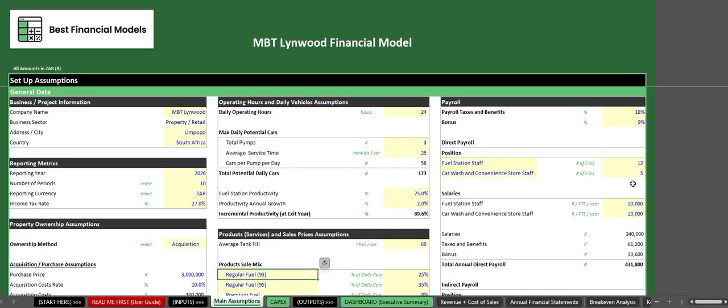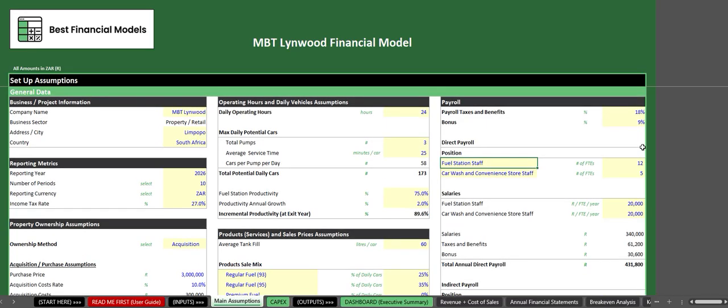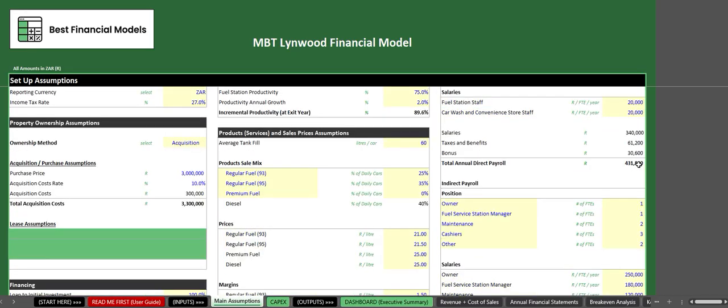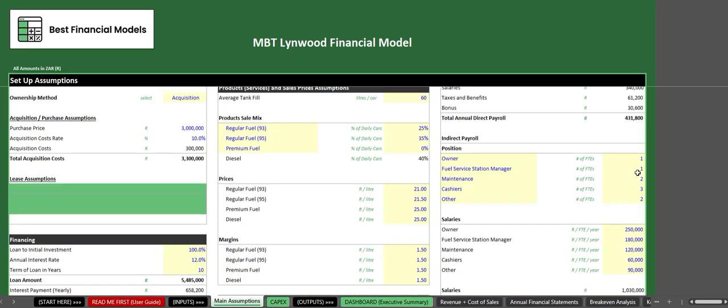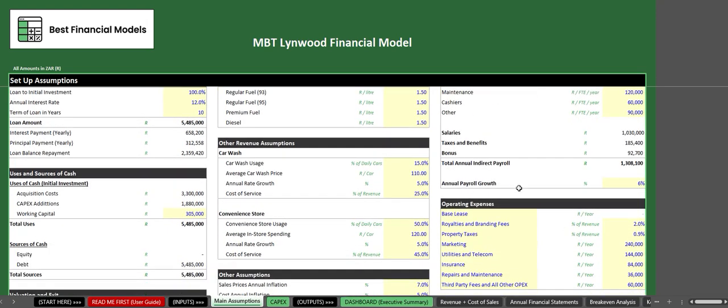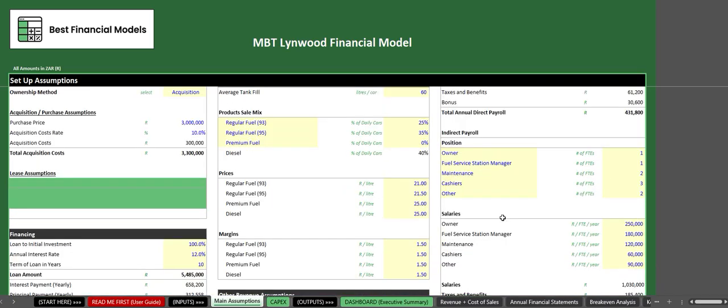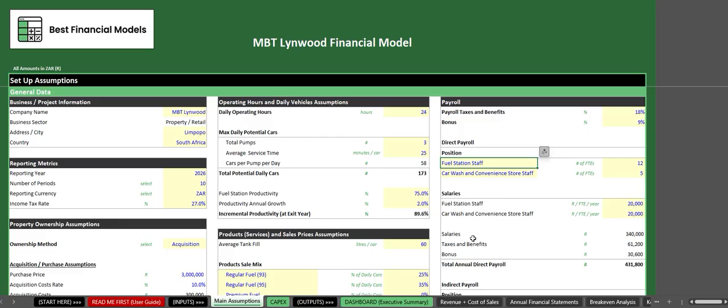On the payroll side, all payroll taxes, benefits, bonuses are included here. Direct payroll, so this would include the gas station staff, any convenience store staff, car wash staff, automatically calculated for you based on your inputs here in the yellow cells. Any indirect payroll, salaries also automatically calculated for you, your wage increase or annual payroll increase, any operating expenses, and then depreciation. So this main assumptions sheet is quite important, as this drives quite a large portion of this financial model template.